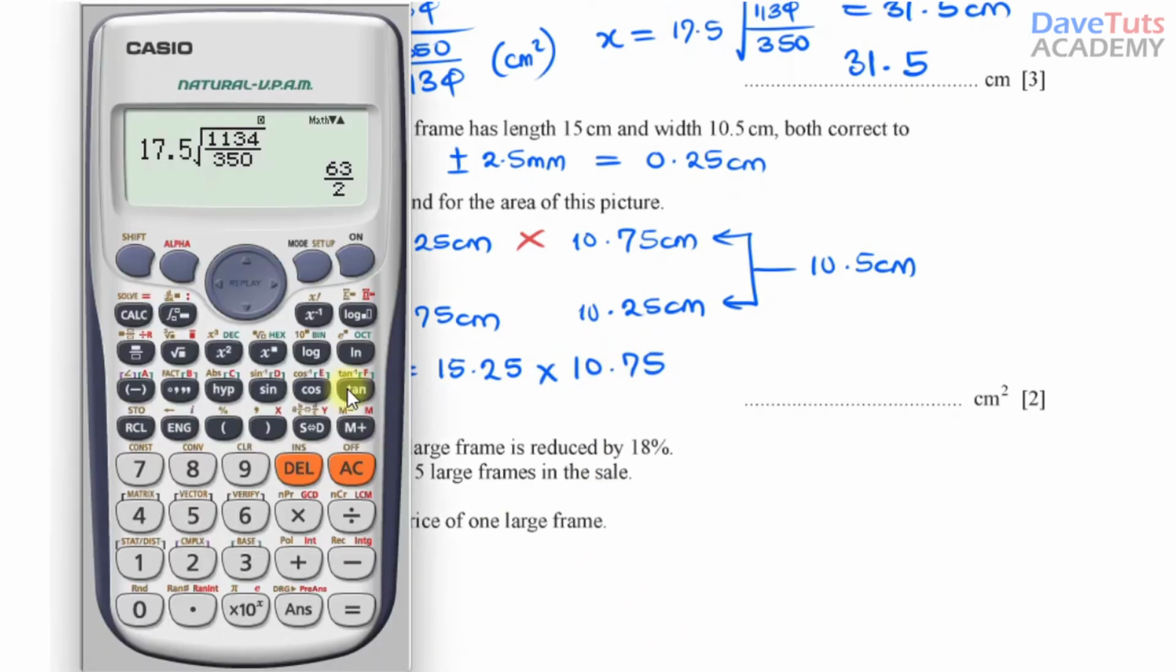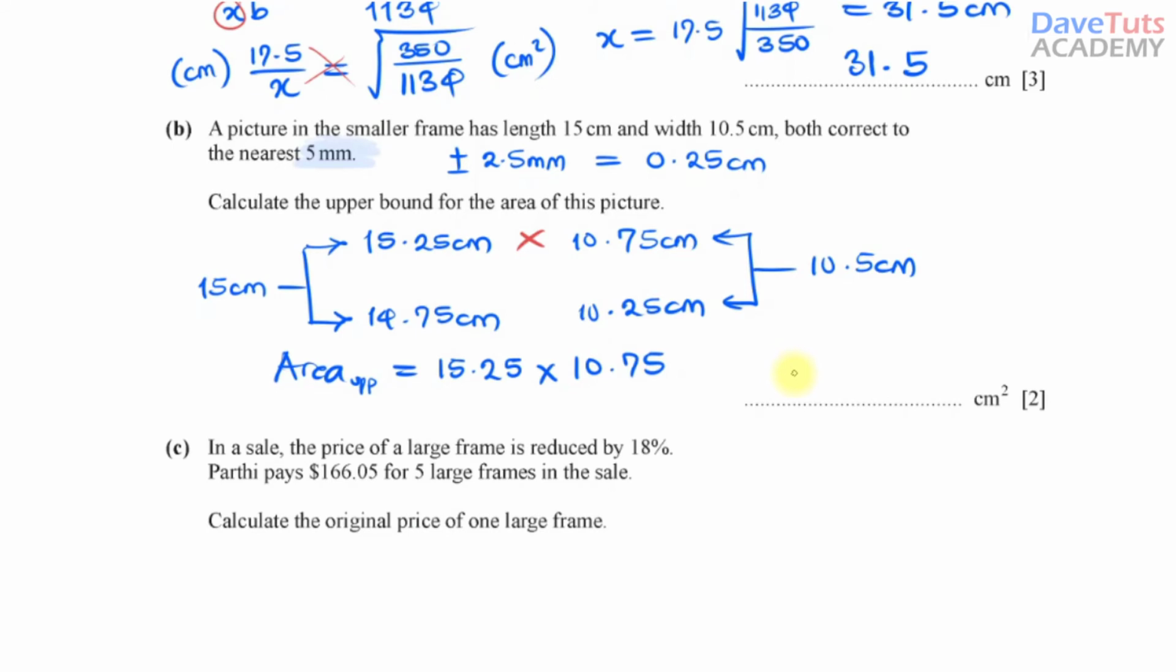Okay, so we can use our calculator to say we are looking for 15.25 times 10.75. What's that going to give us? 163.9375. Okay, this is 163.94 centimeters square as the upper bound for the area of this particular picture.